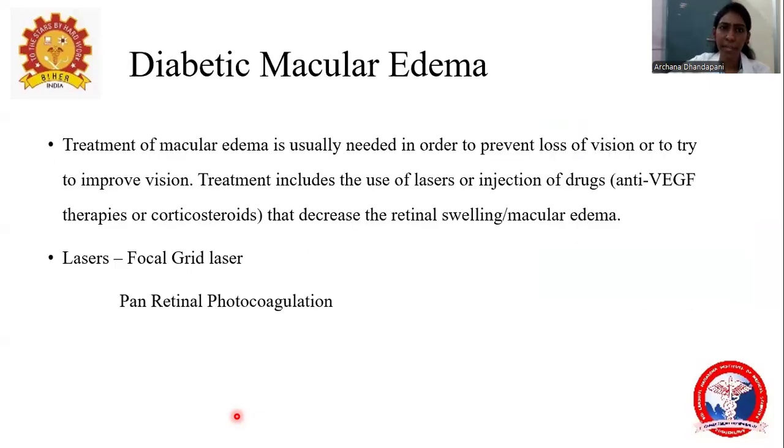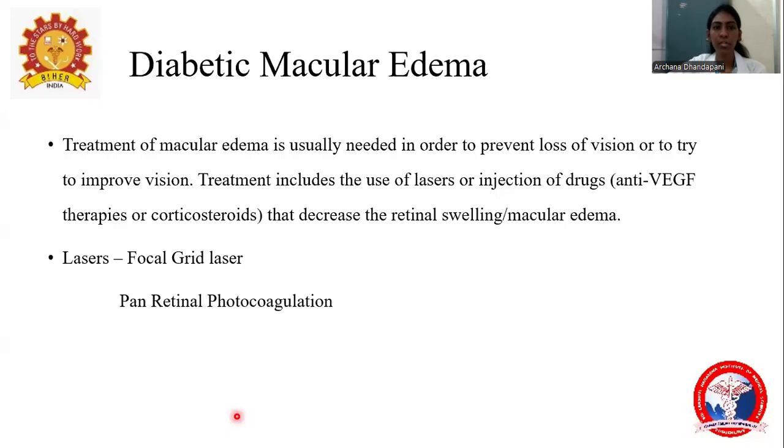In case, how do we treat diabetic macular edema? So diabetic macular edema causes vision loss. So we have to intervene in case of diabetic macular edema, that too when it is center involving, that is the fovea. Even if it is a non-center involving diabetic macular edema, we can wait. So treatment of macular edema usually is needed in order to prevent loss of vision or to try to improve the vision. In this treatment, it could be the use of lasers or injection of drugs, that is the intravitreal injection of anti-VEGF or steroids. These will help to reduce the retinal swelling or the macular edema.